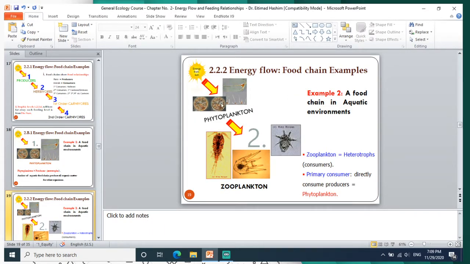The phytoplankton, first trophic level, will be eaten by zooplankton. Zooplankton: zoo, animal. So zooplankton are heterotrophs because they take ready food from phytoplankton, and then they are consumers. They are the first consumers. Second trophic level, but first consumers. So the primary consumers directly consume producers, or phytoplankton.